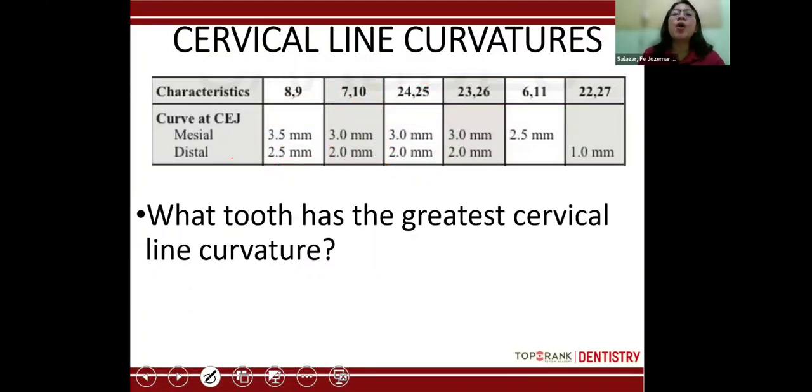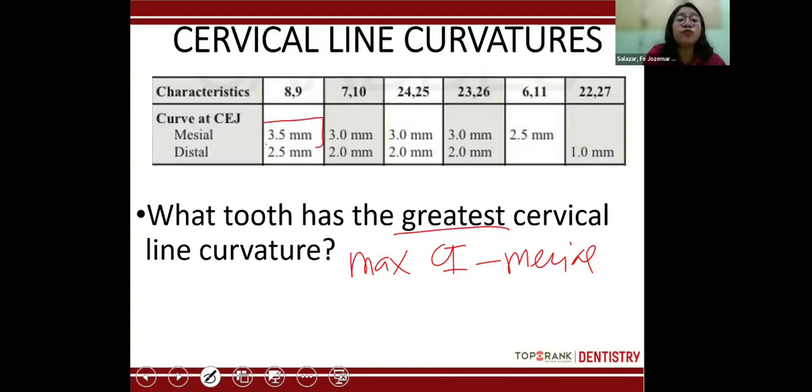Question, what tooth has the greatest cervical line curvature? What's your answer? It's your maxillary central incisor. What surface? Mesial surface. And it measures 3 to 4 millimeters. So average of 3.5 millimeters. So 3 to 4 yan actually. So the average is 3.5.